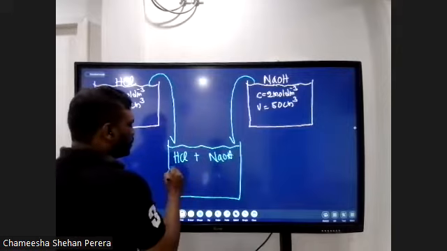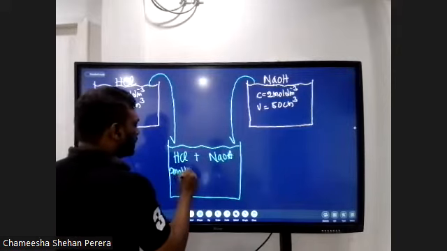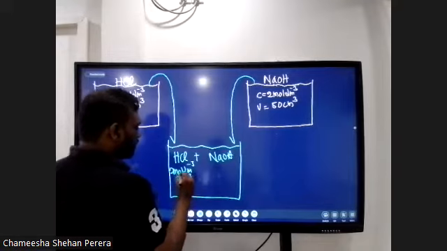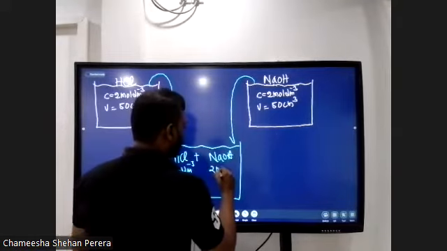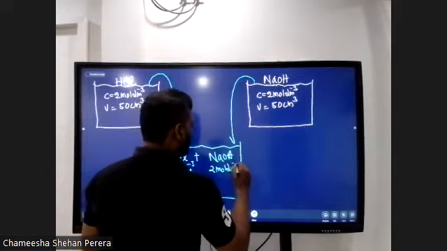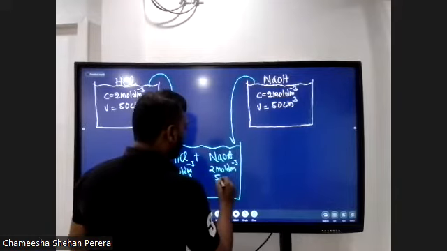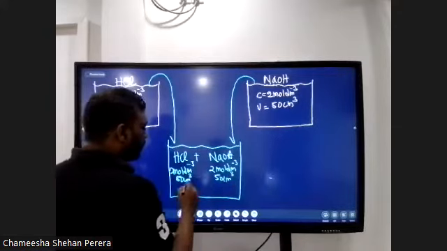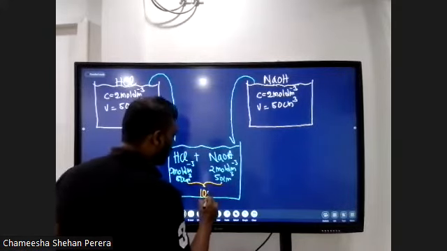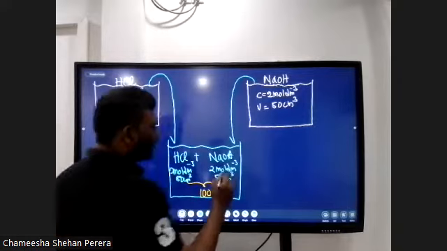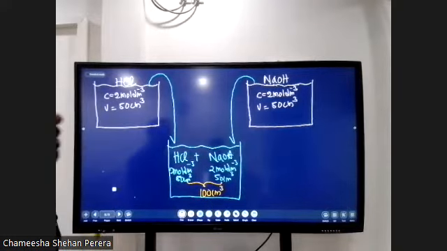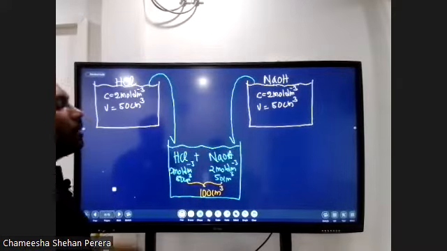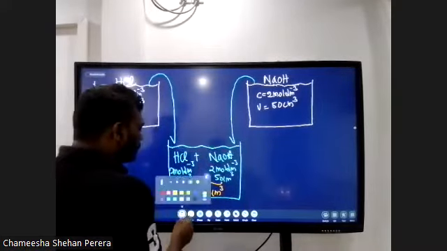I have 2 moles per decimeter cube HCl, 50 centimeter cubes. And I have 2 moles per decimeter cube of NaOH, 50 centimeter cubes. So altogether in this container, if you consider the overall volume, I have 100 centimeter cubes of a mixture of sodium hydroxide and HCl.